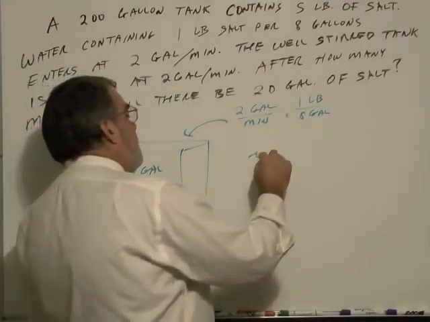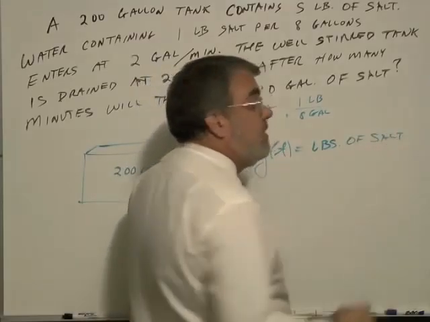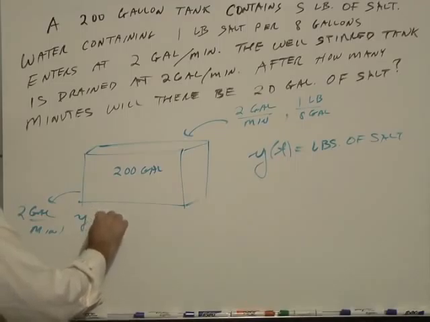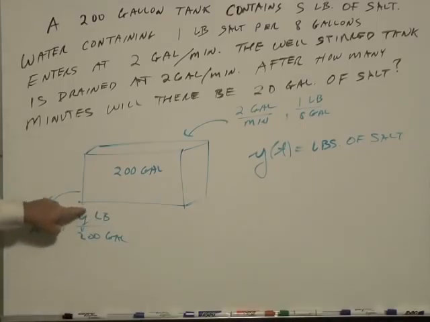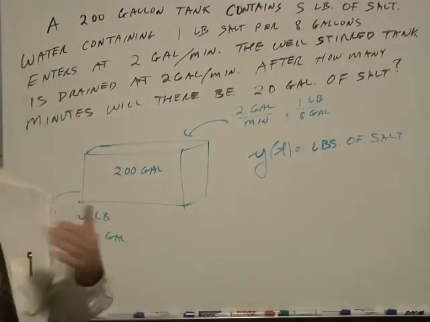Now, if we let y of t equal the pounds of salt in the tank, then what can we say about the salt going out? Well, the water is pouring out at 2 gallons per minute, but the amount of salt pouring out is y pounds per 200 gallons. So for example, at the instant this problem starts, we have 5 pounds dissolved in 200 gallons. And so the concentration of the salt is initially 5 pounds divided by 200, 1 over 40 pounds per gallon. But that's going to change because the amount of salt in the tank is constantly changing.